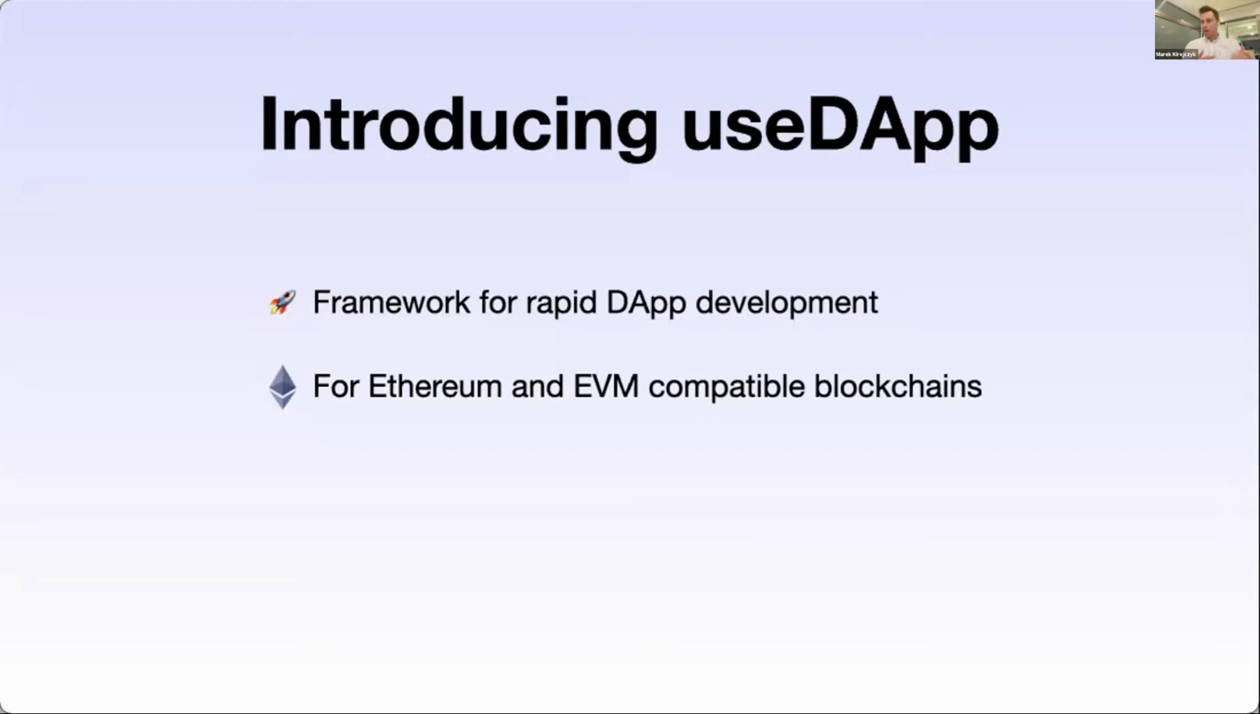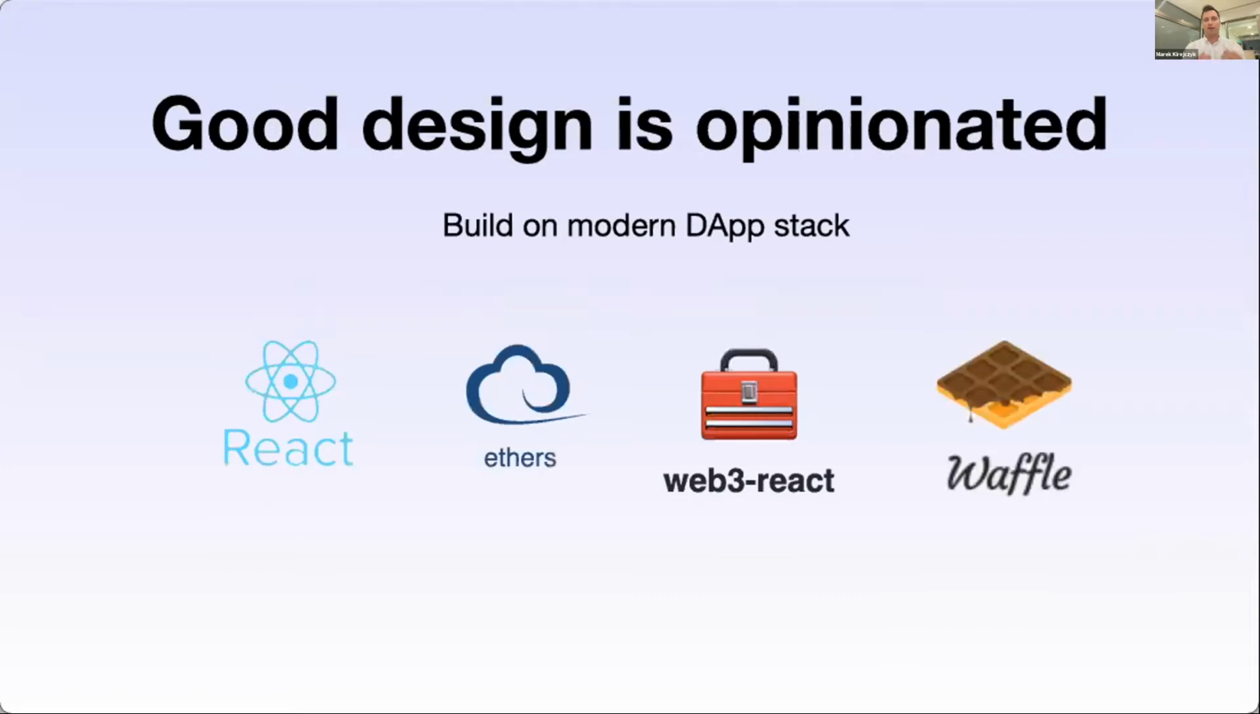We created useDApp just earlier this year. I think it was March when we released the first version, and it's already used by close to 500 applications, I believe. So useDApp is a framework for rapid DApp development, and it's built for Ethereum, but really any EVM compatible blockchain should be able to handle it. You should be able to use that framework with any EVM-based network.